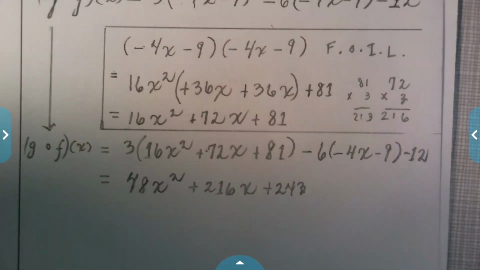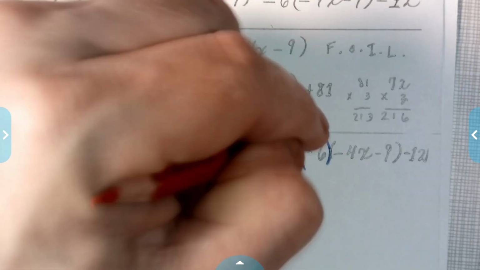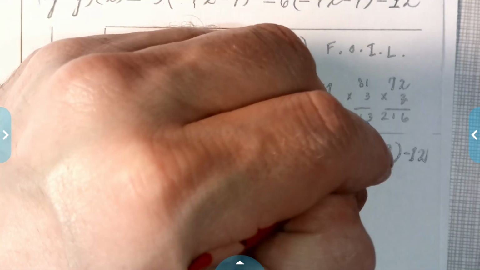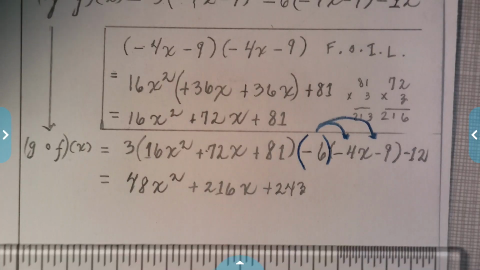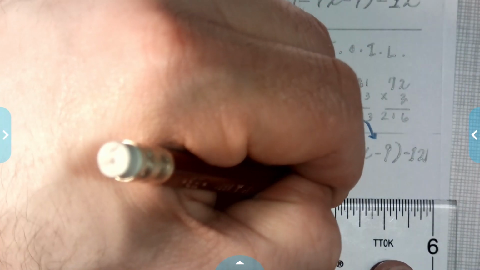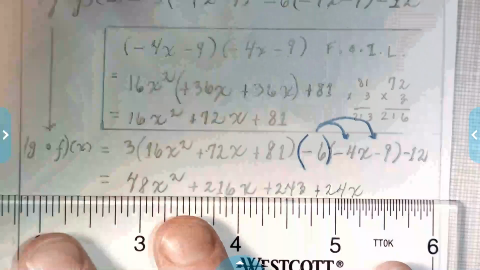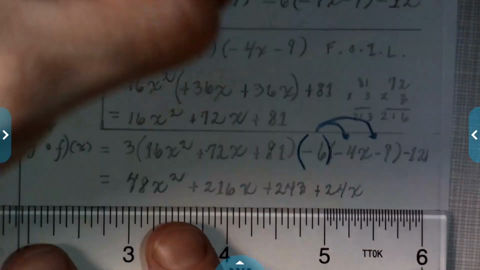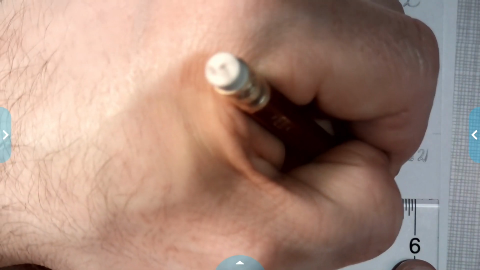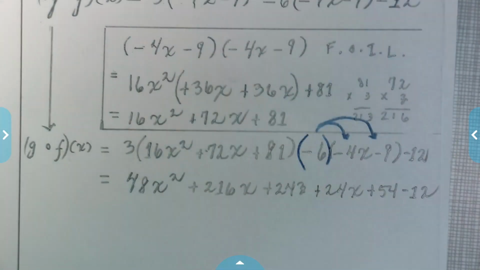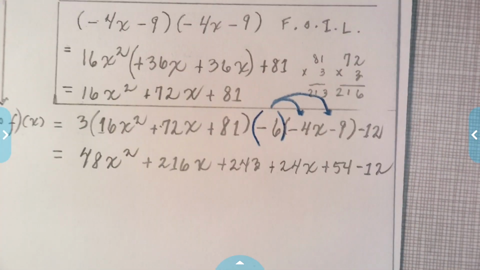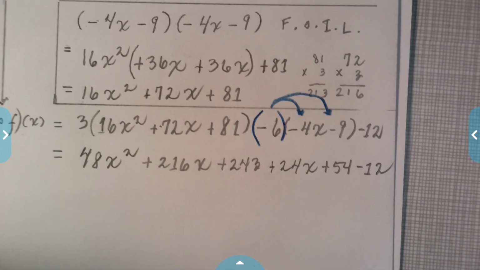Okay. And now we're essentially multiplying this -6 to these terms here. Okay. So -6 times -4x is positive 24x, plus 24x. And then -6 times -9 is plus 54, minus 12. All right, so now our life is just a matter of combining like terms.